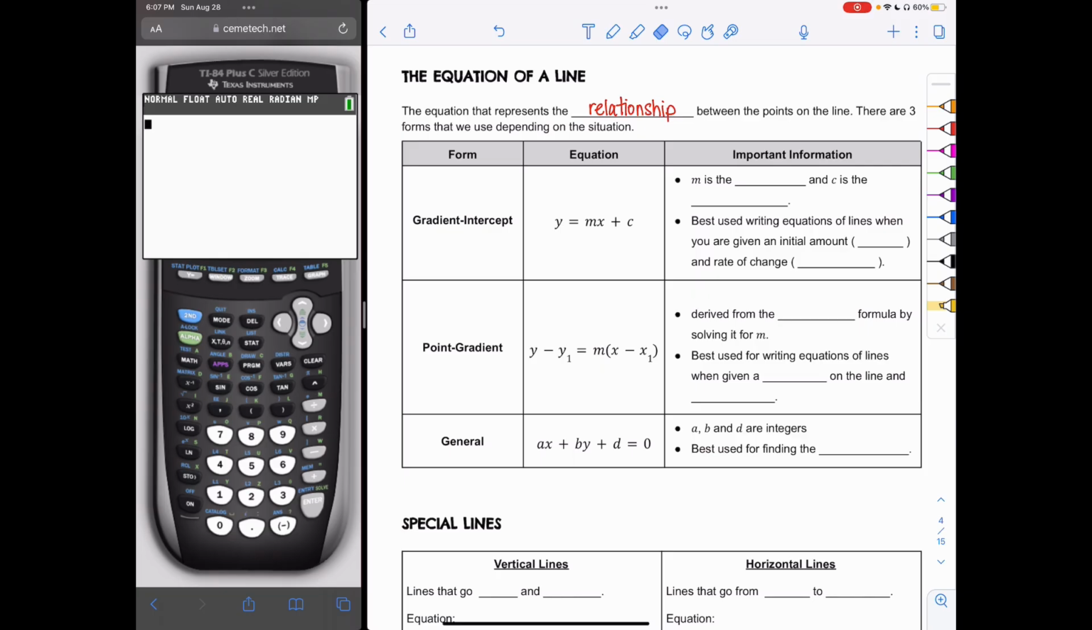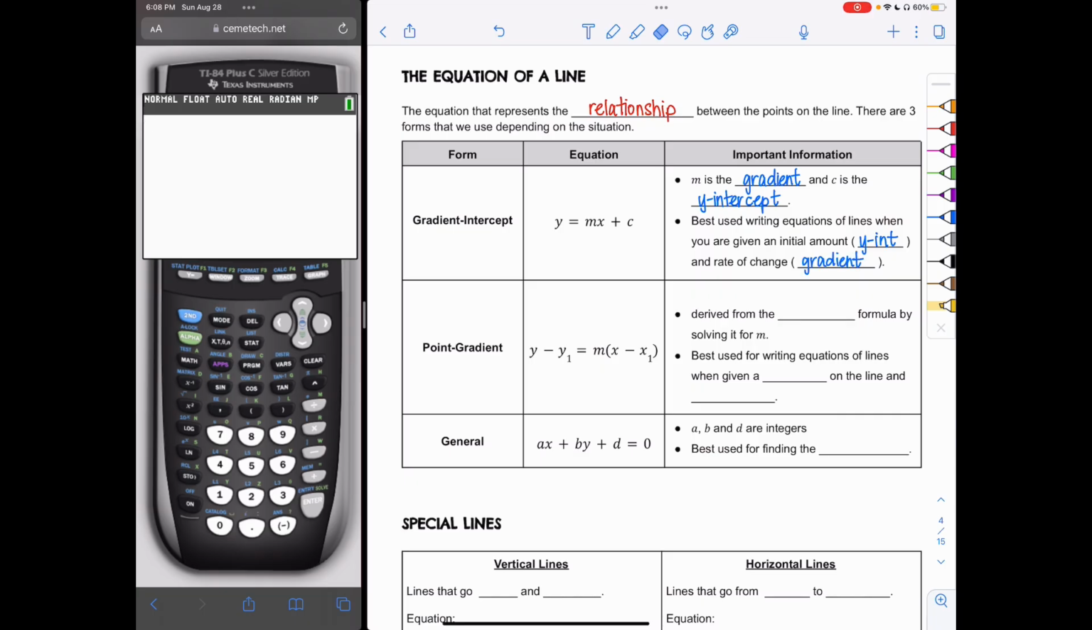The reason why we use the letter c is because c normally is the letter that we use to represent a constant. A constant is a number that does not change, or is a number that does not have a variable attached to it, okay? When we use gradient-intercept form, we have to understand that m is the gradient or the slope and c is the starting point or the y-intercept. It is best to use gradient-intercept form when writing equations of lines when you are given the initial amount or the y-intercept, and you are also given the slope or the rate of change, which is also known as the gradient.